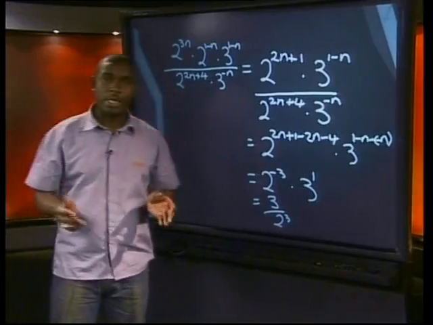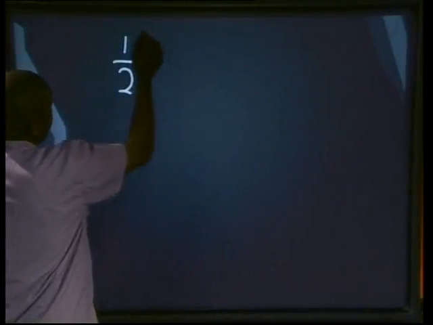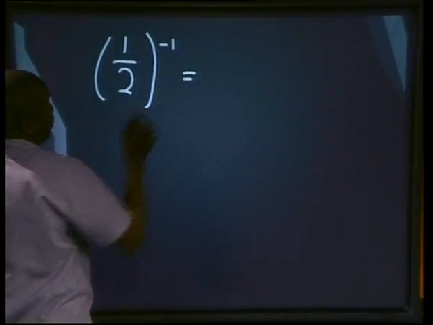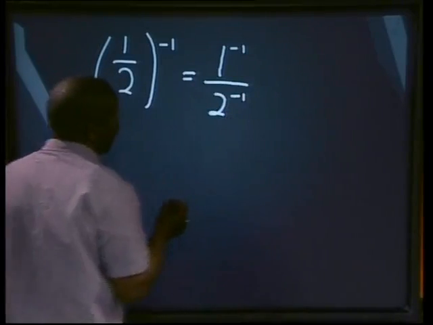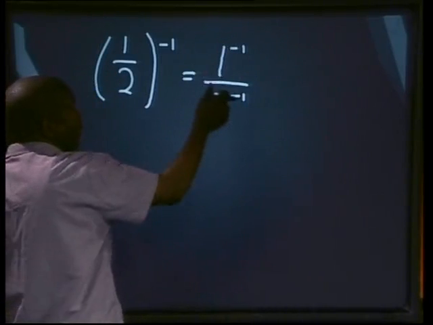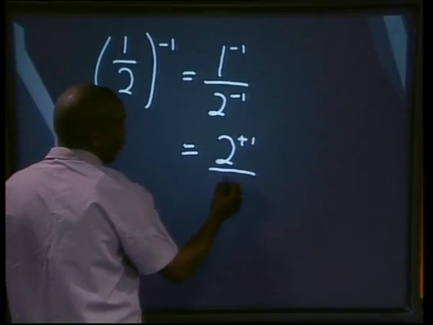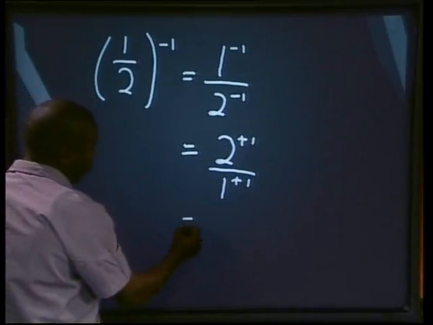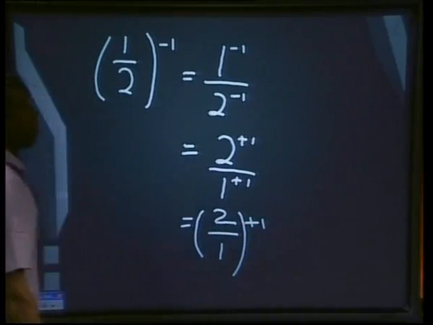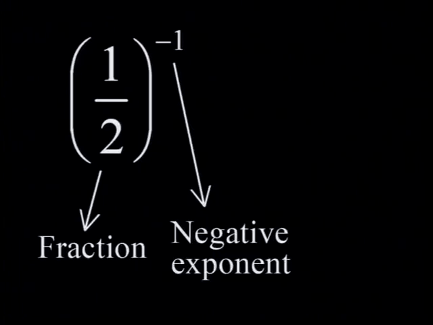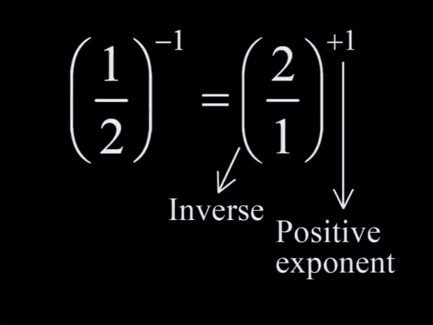Before we move on to something different, let me show you a technique which we'll use in the examples to come. What is 1 over 2 to the power of minus 1 equal to? This can be written as 1 to the power minus 1 over 2 to the power minus 1. Now remember, we can write negative exponents as positive exponents. In this case, this will be the same as 2 to a positive 1 over 1 to a positive 1, which will be equal to 2 over 1 all to the power of positive 1. Can you see a fraction raised to a negative exponent is equal to the inverse of the fraction raised to the positive exponent? Look again.